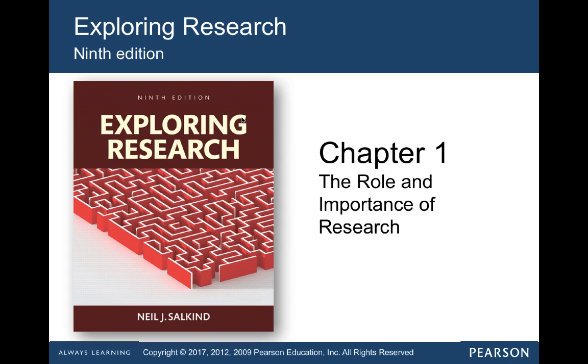So, as you can see here, this is your textbook for the course, Exploring Research, 9th edition by Neil J. Salkind. I think it's a great textbook. The chapters are relatively short, easy to read. They provide good examples. The text will be important for you to read throughout the semester. It really complements what I'll be lecturing about on these PowerPoints, and doing both of these will prepare you for both the quizzes and the exams.